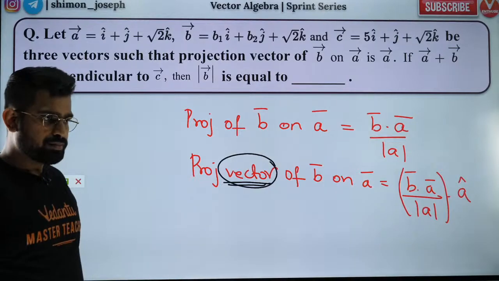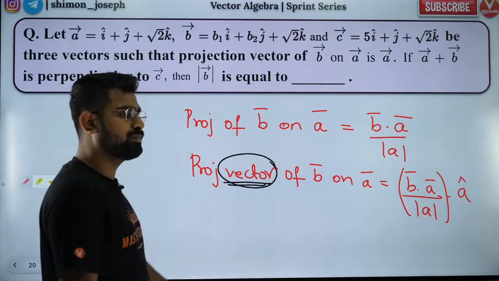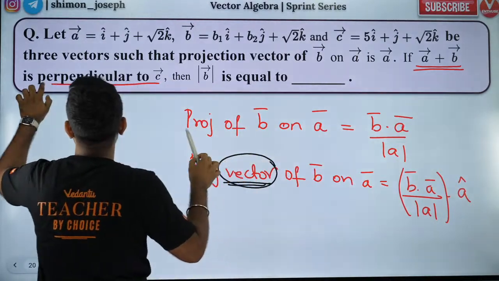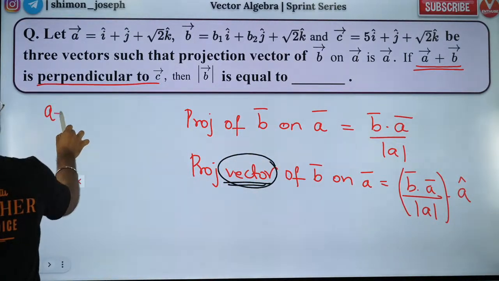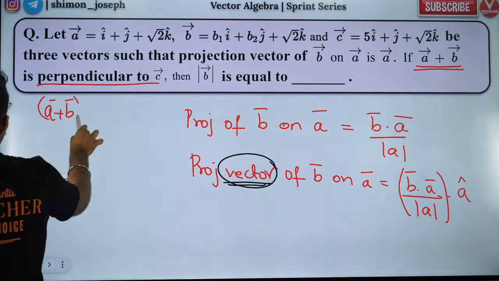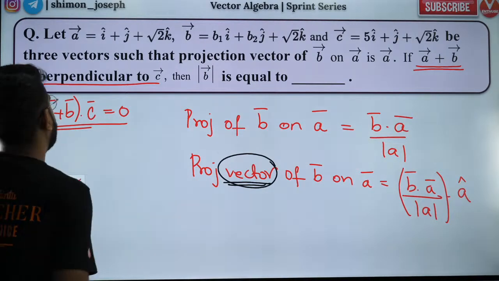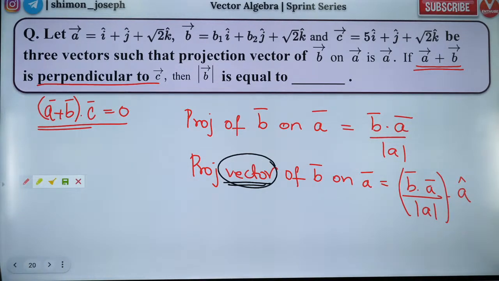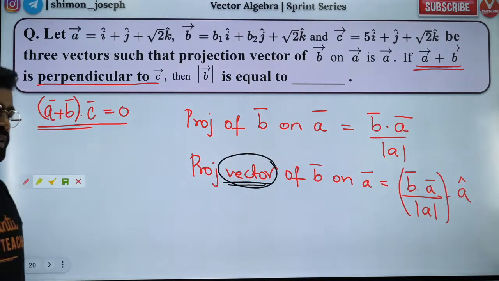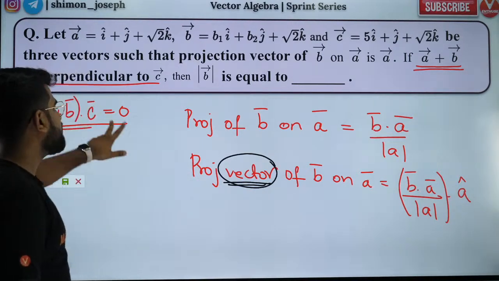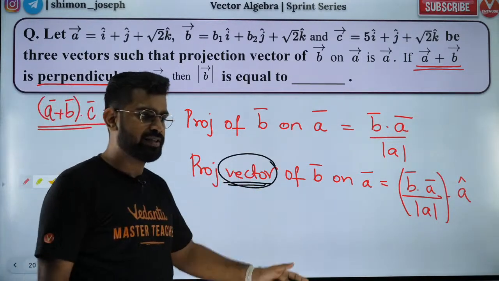That's it. And then the second one, A plus B is perpendicular to C. That means (A plus B) dot C is equal to 0. This is very important. I hope you liked it. (A plus B) dot C is equal to 0. That is very important. I hope you're all clear with it. Yes? Fantastic. That's about it. So two equations, two unknowns, solve it, get the answer.